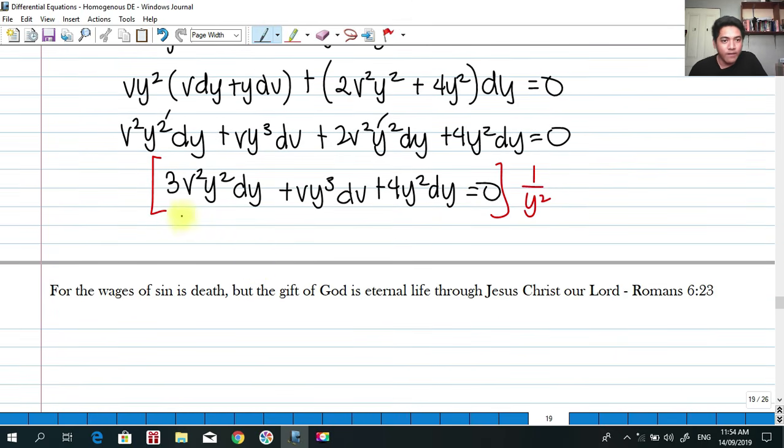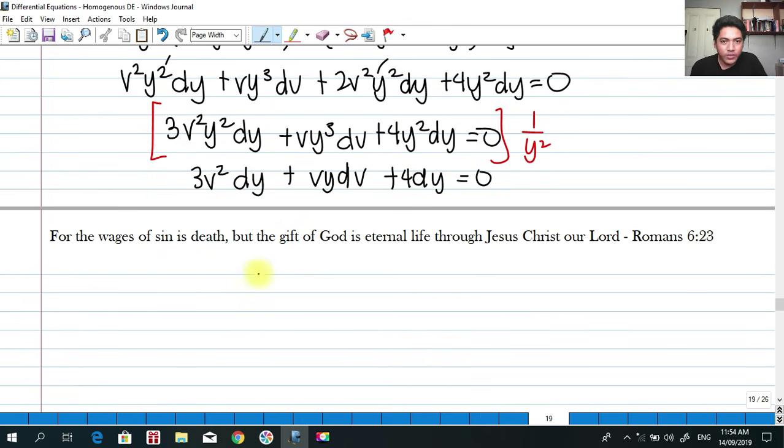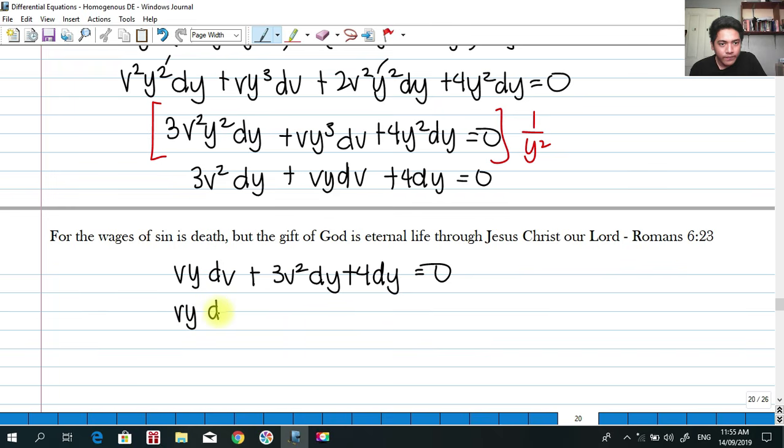So what will happen here? We have 3v squared dy plus vy dv plus 4dy equals 0. Rearranging this equation so that we group them, we have vy dv plus 3v squared dy plus 4dy equals 0. If I factor out dy, we can have (3v squared plus 4) dy equals 0.